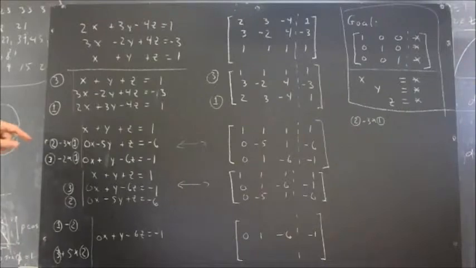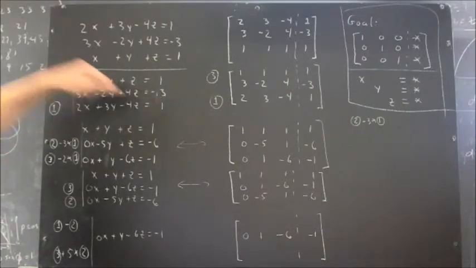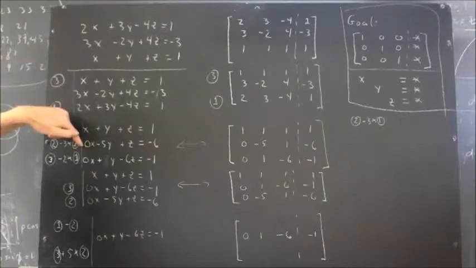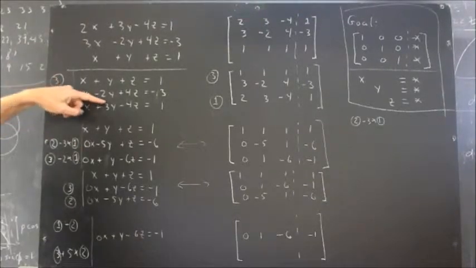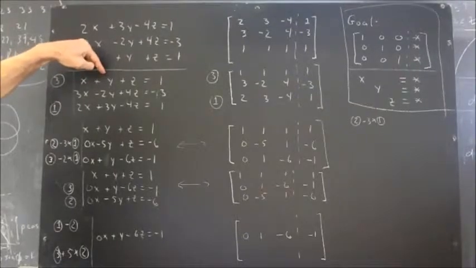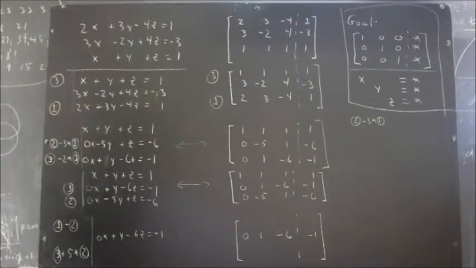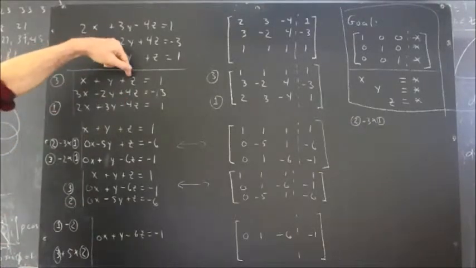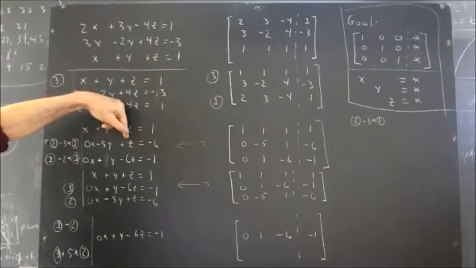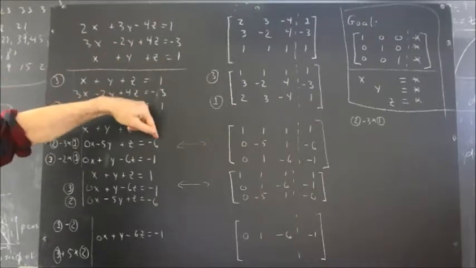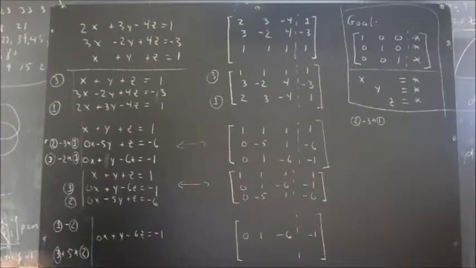Okay, again, doing the second row minus 3 times the first. We get 3x minus 3x gives us 0x. Then -2y minus 3 times this one, 3y now, is going to give us -5y. And 4z, and then we got to add -3 times z. 4z minus 3z just gives us z. And -3 minus 3 times 1 gives us -6.